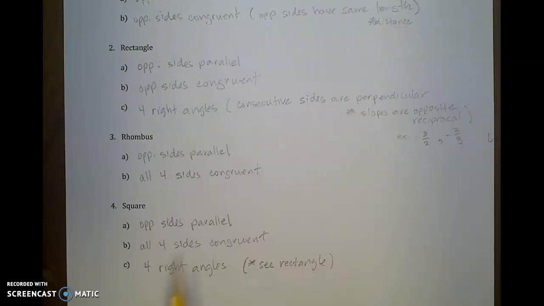For a square, opposite sides are parallel. Opposite sides have the same slope. All 4 sides are congruent, meaning all 4 sides have the same length. And finally, a square we know has 4 right angles. And again, 4 right angles, like the rectangle, means the consecutive sides are perpendicular, meaning the slopes are opposite reciprocal.